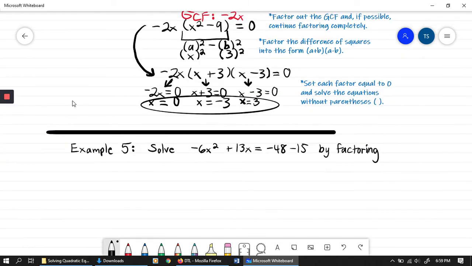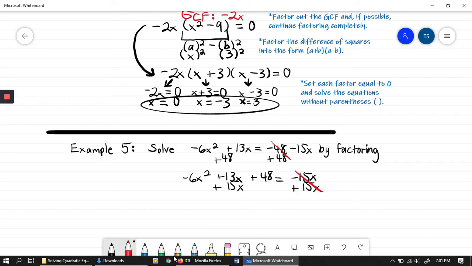So let's look at this example here where we're asked to solve by factoring. Example 5. When we look at this, we clearly see that we're not going to be able to factor this one, not until we get the equation set equal to 0. Oops, and that's supposed to be 15x. Glad I saw that. We're going to move these terms all to the same side of the equal sign and get it so that one side of the equation is equal to 0.